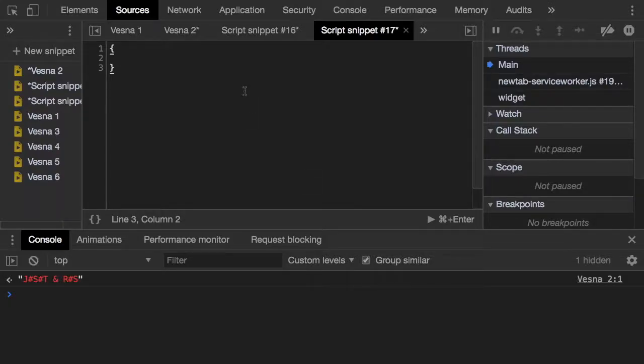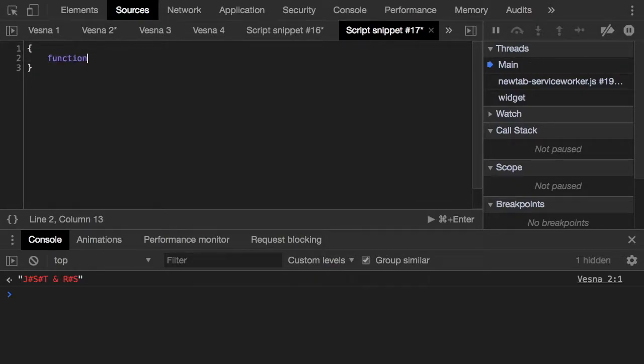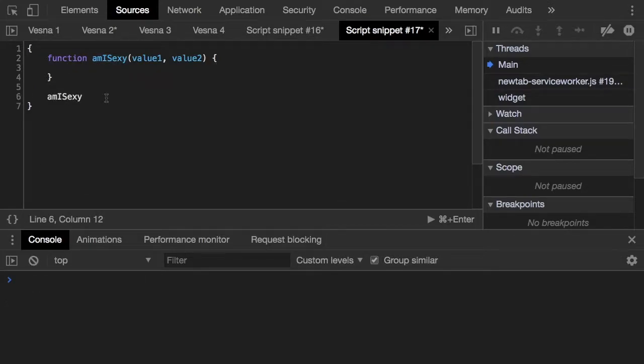So let's talk about equals versus double equals versus triple equals. I'm going to create a function, "am I sexy?", and that function is going to accept a couple of values, value 1 and value 2. When we call it, let's see if that works. If I don't send anything, just to get confident with the environment, I'm going to return true. It works, that's okay.